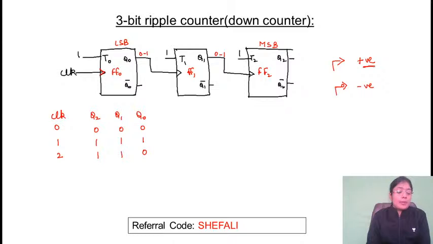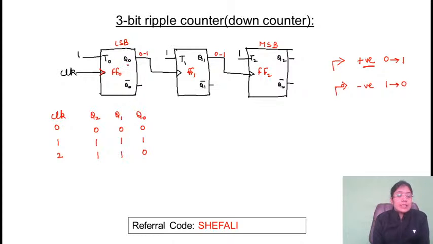When will it be active in positive edge triggering? In positive edge triggering, the flip-flop will be active when the output is changing from 0 to 1. When will the change happen in negative edge triggering? When the output is changed from 1 to 0, only then the flip-flop will be active. In the previous case I had taken negative edge triggering. Now in this case we are taking positive edge triggering, right?